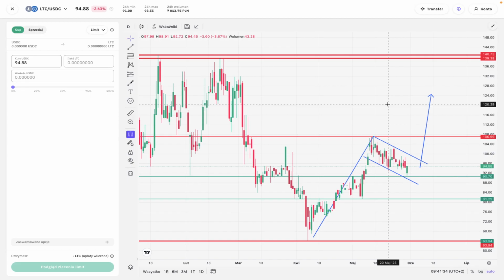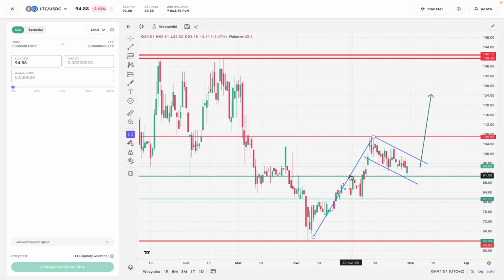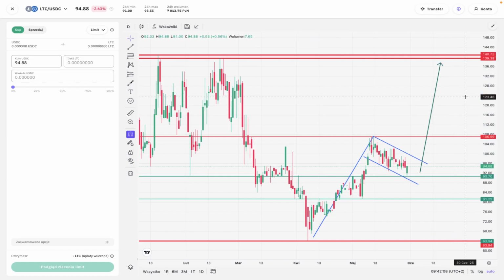But of course the scenario that we need to develop is to break out above this level here, 107, I guess 33, something like this, right? So we need a breakout to the upside, and then the flag pattern might be continued, and the projected target, if we break out of the flag pattern, is 140 exactly. So that's an interesting thing that is about to develop on the Litecoin market.